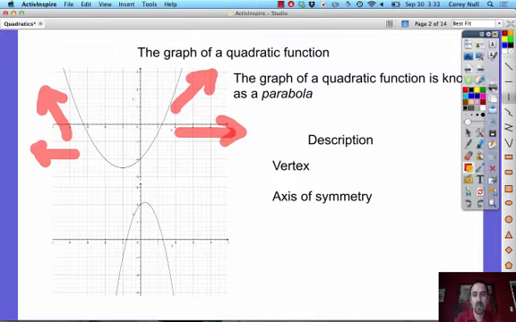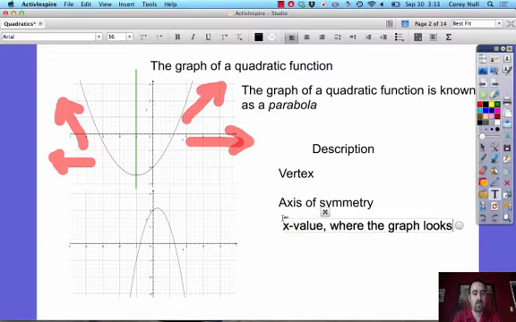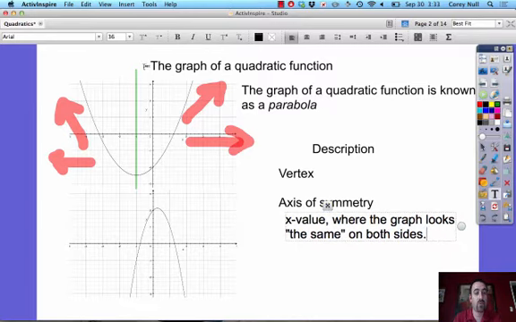The other thing to notice is something called an axis of symmetry. For this parabola, this is the axis of symmetry. Notice how it's the same to the left of this line and the right of this line. So axis of symmetry is the x value where the graph looks the same on both sides. That's your axis of symmetry, and it's a vertical line.